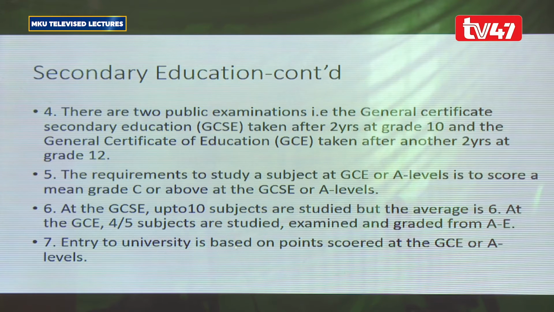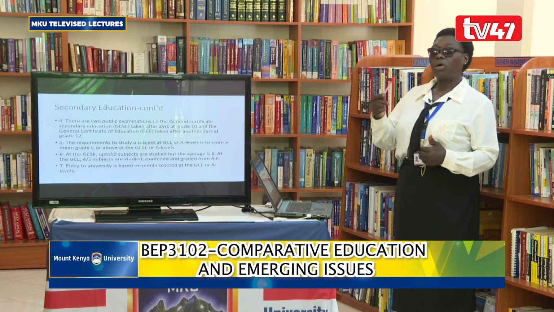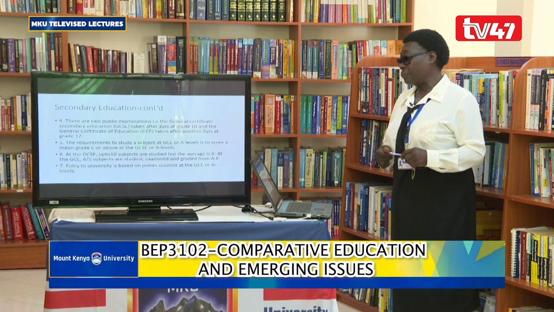We had the O levels and the advanced level in that system. We still have the same in schools that offer the international system of education. The requirement to study a subject at GCE, that is advanced level, is to score a mean grade C or above at the General Certificate of Secondary Education, that is O levels. So if you want to do a subject at advanced level, score a mean grade C or above, then you can continue with the same at the advanced level.